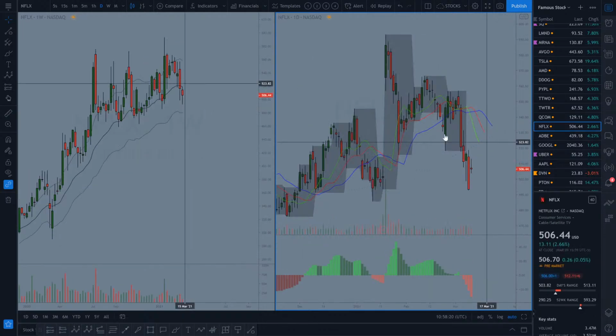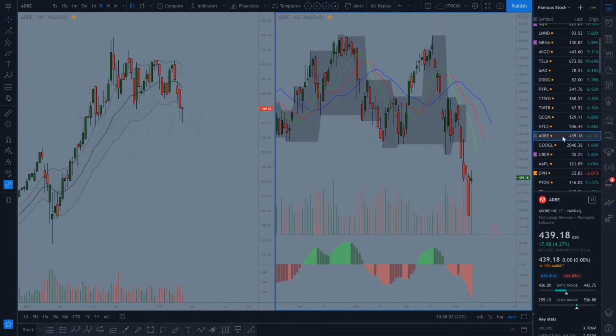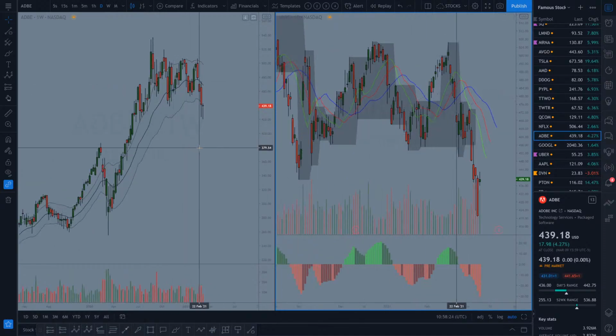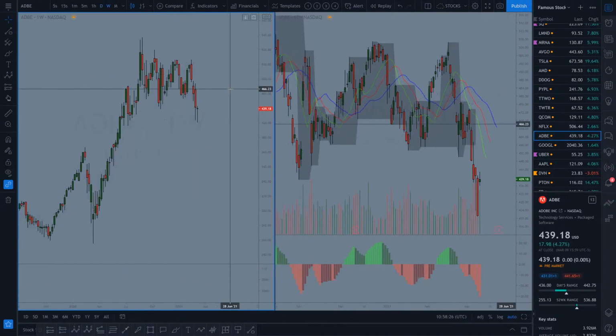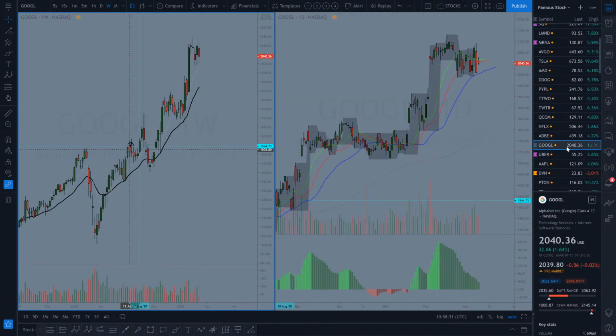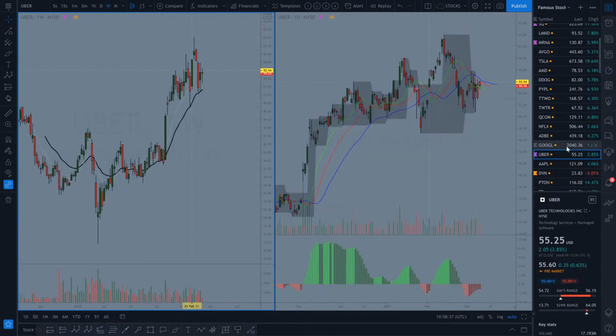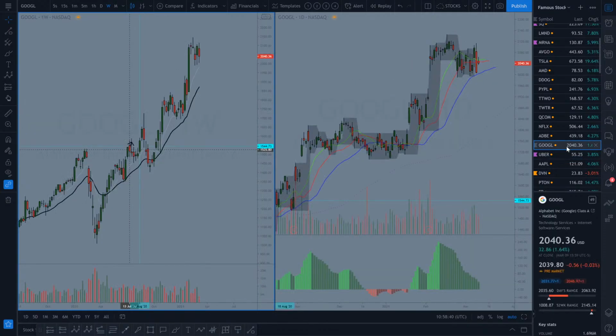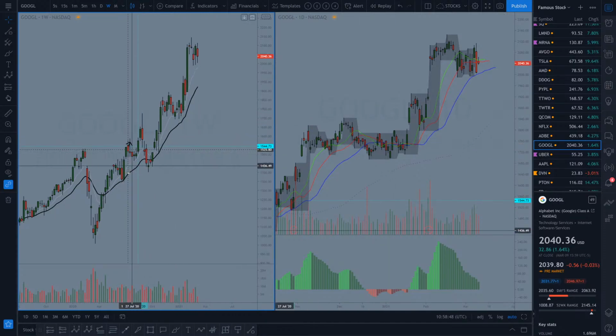Okay, Netflix. So everything is going down. When the template changes, you feel lost. I feel like, what am I looking at? Okay, Google. Remember, there was a setup one here I didn't take. Pull back, goes up. It's a B trap now. But the weekly chart is just too extended.